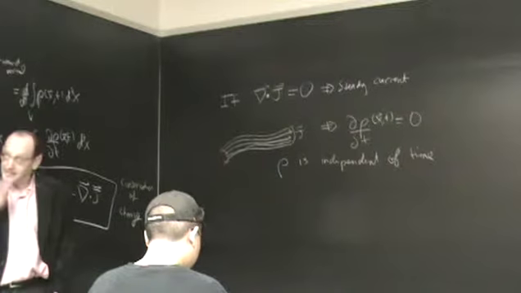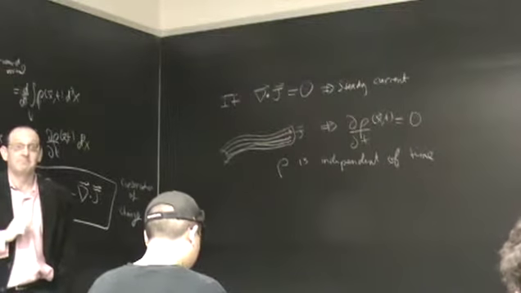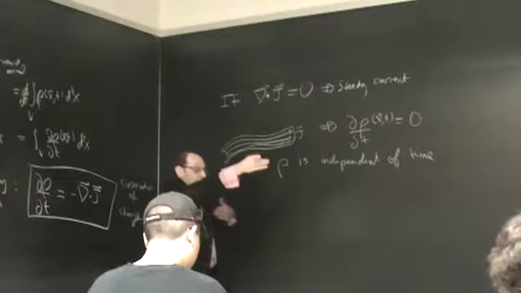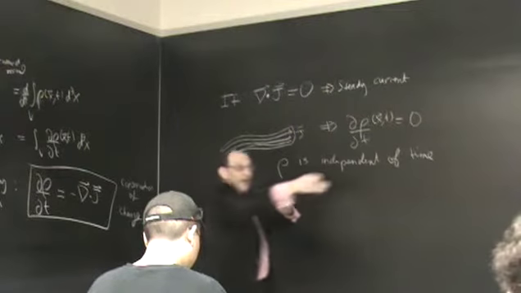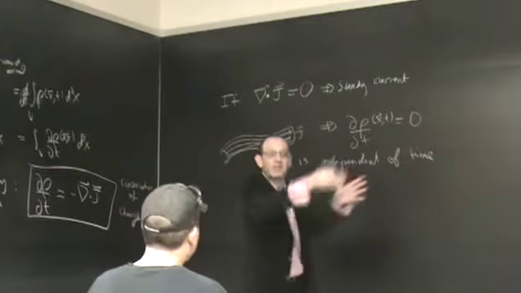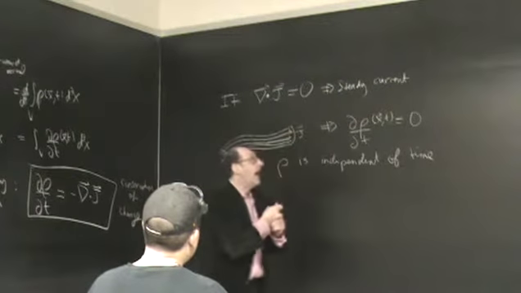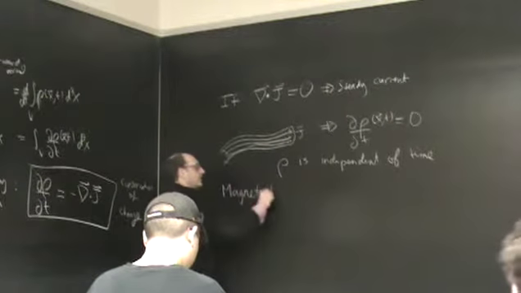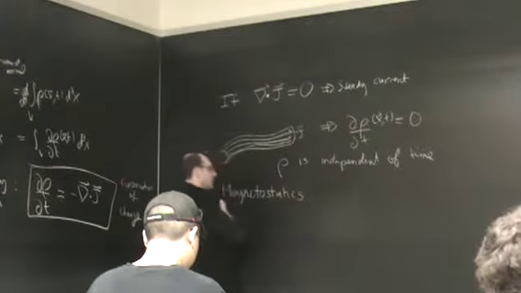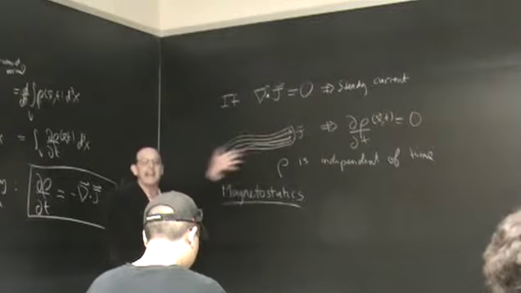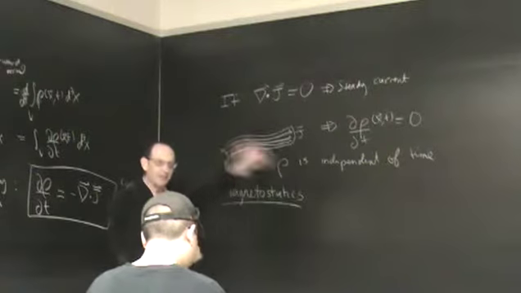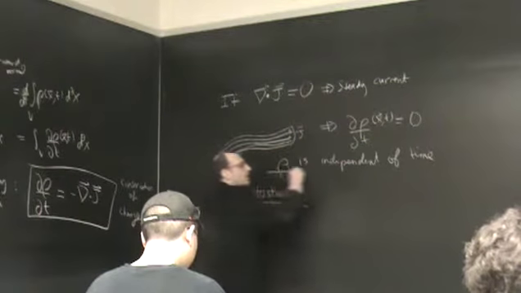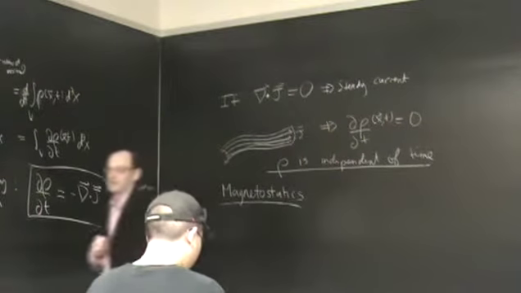It doesn't mean that the charges are stationary, because something's moving. It's just that it's moving in a way that charge doesn't build up anywhere or decrease anywhere. It just moves in a steady pace. And these are the conditions for what we call magnetostatics. The term static is a little bit confusing because it's not static, it's moving. The charges are moving, it's just that they're moving in a manner which is a steady flow with no change in the local charge density.